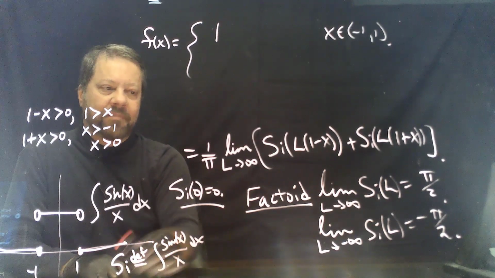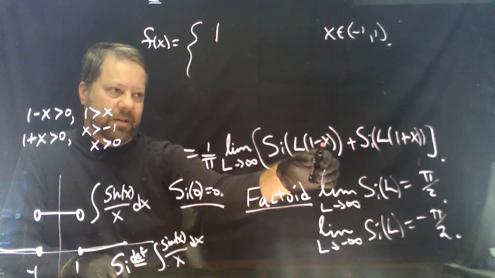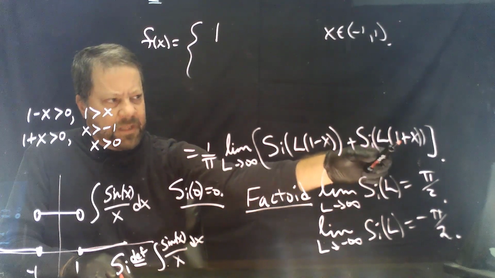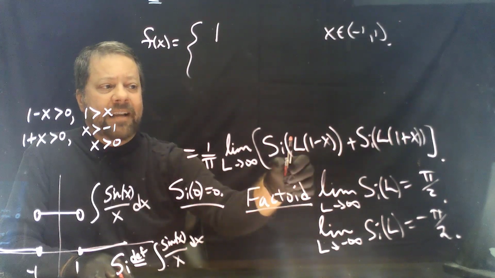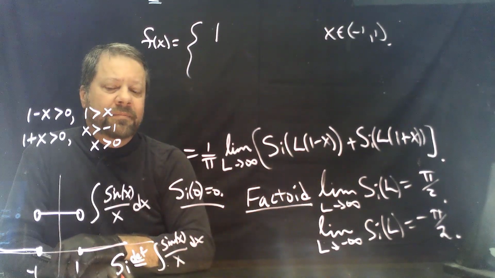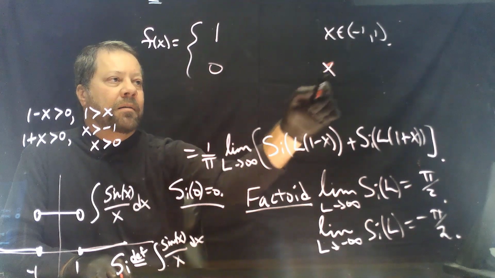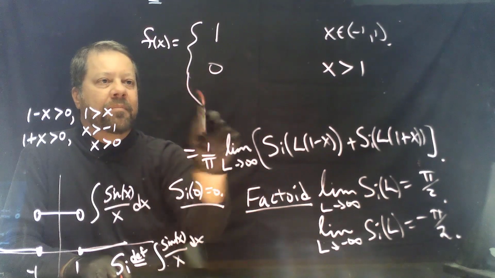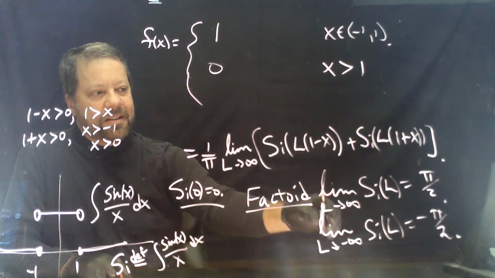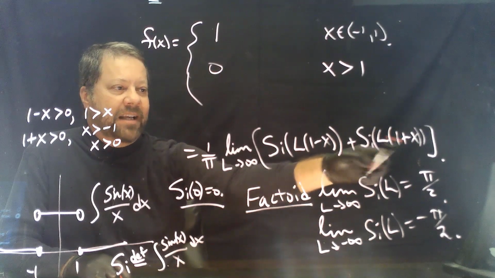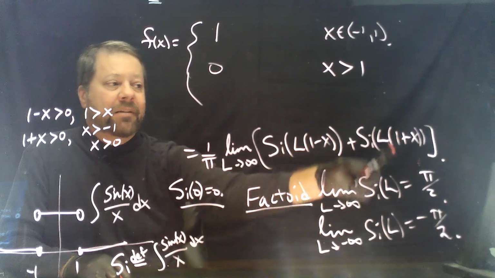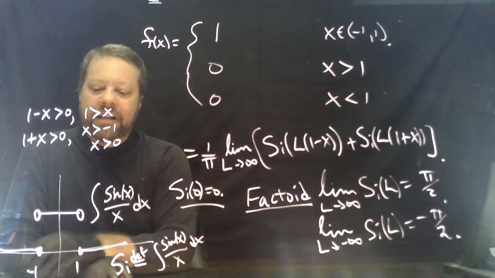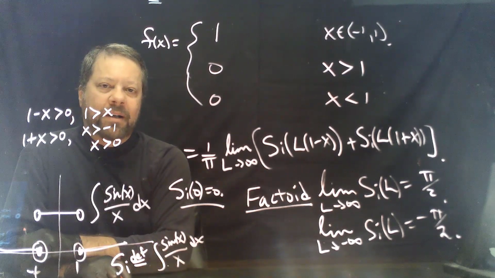Well, if x is, let's say, bigger than 1, you get a negative here and a positive here. So if x is bigger than 1, you'll get pi over 2 from here and negative pi over 2 from here, which gives you 0. And what happens when x is less than negative 1? Well, if x is less than negative 1, you'll get a negative here, but a positive here. So you get pi over 2 here and negative pi over 2 here.